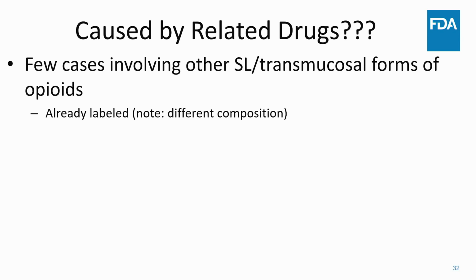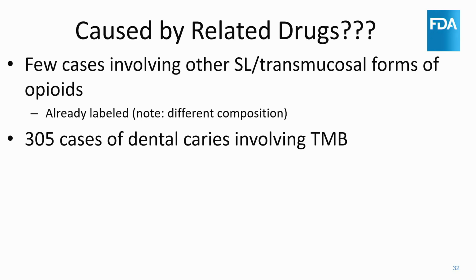So we asked ourselves, were there cases of dental caries with other sublingual transmucosal forms of opioids? The answer is yes, but they were very few. Also, the events associated with these other opioids were already labeled and were attributed to the composition of the formulation, specifically, in most cases, higher sugar content. And that was not the case with TMB.